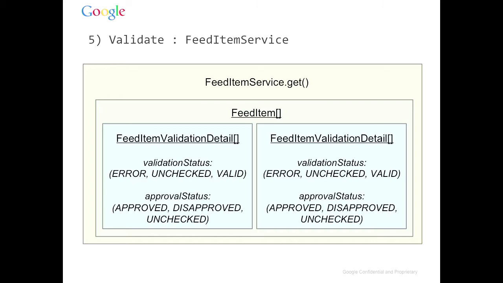Right? We're going to pull down all of the items within any given feed, and you can use a selector to filter on them as well. We get back an array of feed items, and each item contains a feed item validation detail array. And each feed item validation detail has a validation status and an approval status. Validation status is what you can think of as a conventional real-time or semi-real-time computerized check for validity of your data. Approval status, however, is the asynchronous human-checked aspect.